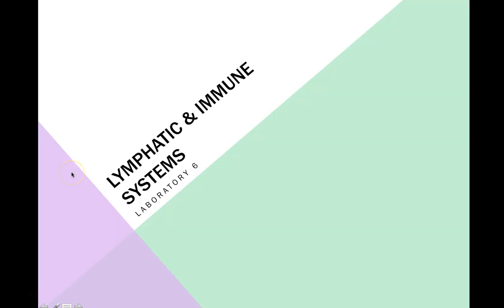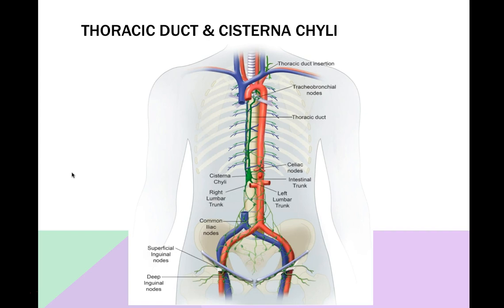Now let's jump into the lymphatic and immune systems. The first structures we will discuss are the thoracic duct and your cisterna chyli. Three-quarters of your body is drained by the thoracic duct.